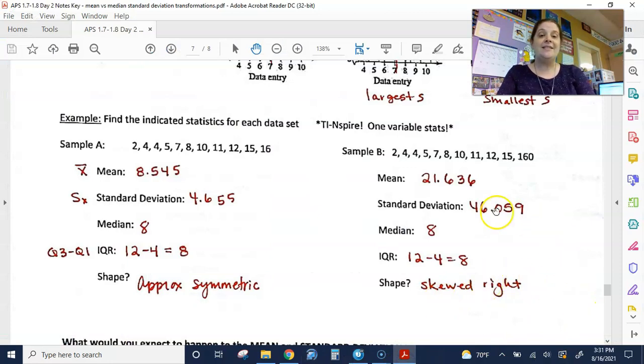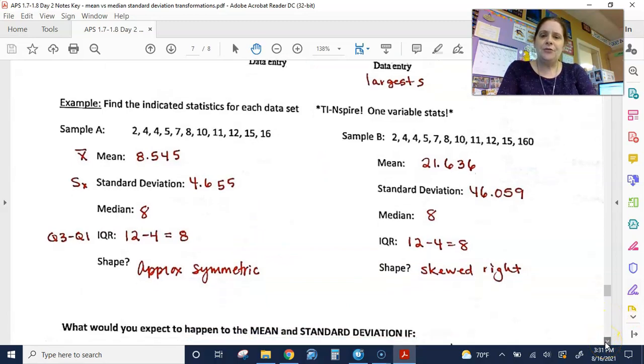If I had to take a guess, I would see that the mean is now much larger than the median. So on a number line, the mean is to the right of the median, so I would guess that this is skewed to the right. Okay, so the mean tends to follow the skew. If the mean is on the right of the median, it's probably skewed right. If the mean is on the left of the median, it's usually skewed left. Okay, so those are my values.